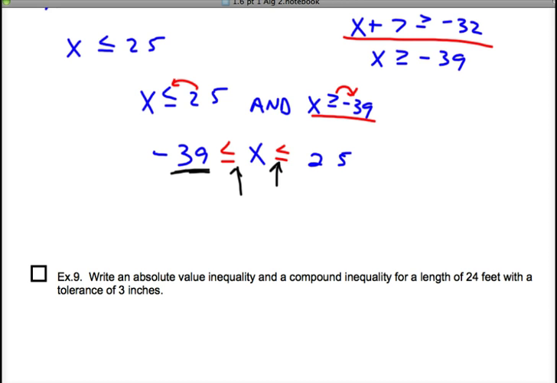You can never write a compound inequality like this, where the arrows are pointing both towards the middle or they're pointing at the big number. That would be incorrect. Always have the inequality symbols pointing the same direction and at the small number.